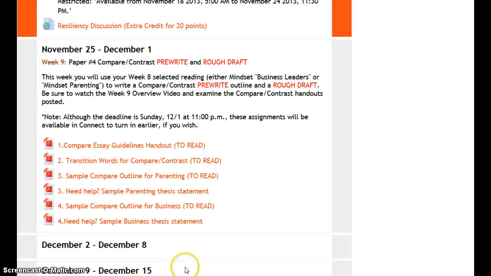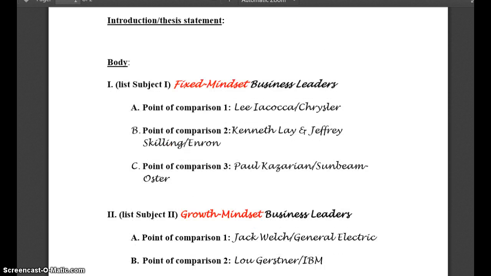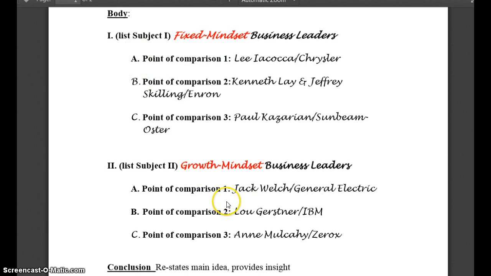Let's look at business. Okay, I'm going down to number 4, clicking that. Mindset business article has to deal with subject by subject pattern. So this is what your paper would look like. You have two main subjects indicated in that article. One subject is all about fixed mindset business leaders. And the second subject is all about growth mindset business leaders. For your points of comparison, you would go into that fixed mindset business leader section of your reading, and basically you'll be finding 3 specific examples of that.